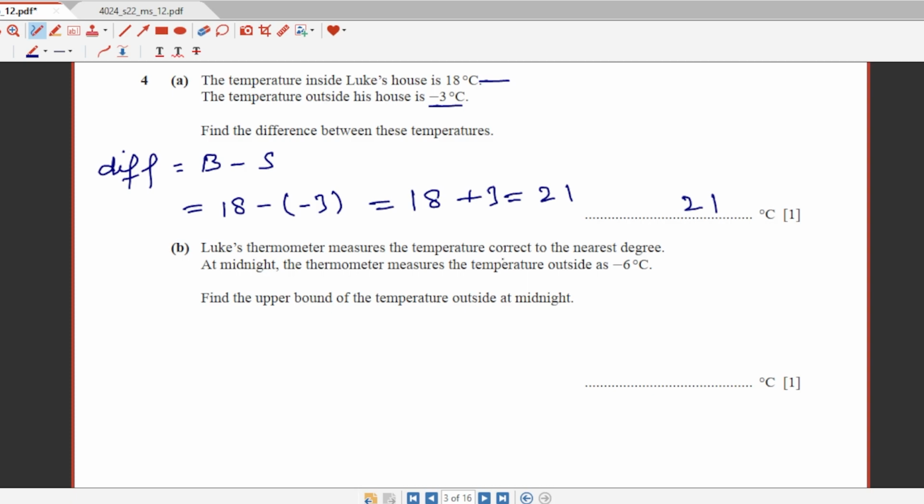Luke's thermometer measures the temperature correct to the nearest degree. Nearest degree means nearest 1 degree. At midnight, the thermometer measures the temperature outside as minus 6 Celsius. Find the upper bound. How to find the upper bound? You need to divide the nearest 1 degree by 2. For example, if the number was nearest 10 degrees, then you need to divide 10 by 2. The answer should be 5. In this case, nearest degree means nearest 1 degree. 1 divided by 2 is 0.5. Now this 0.5 should be added to this number. Minus 6 plus 0.5 is the upper bound, that is minus 5.5.